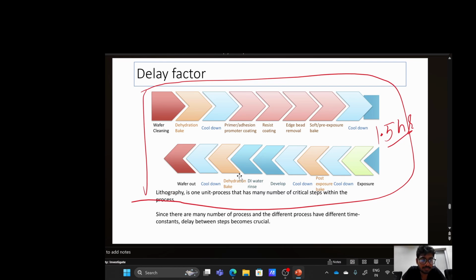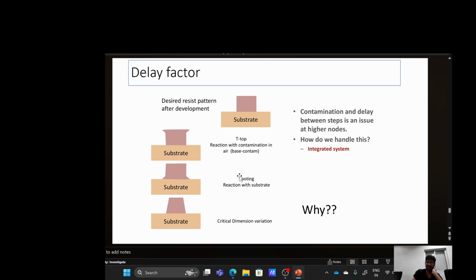Now let us go on to how this delay factor can hamper your lithography process. If there is a T-top after the development, you can get this kind of resist profile. You can also get a footing, where there is extra resist. You wanted this much feature size, but you are getting this much extra. So this will hamper the feature size.